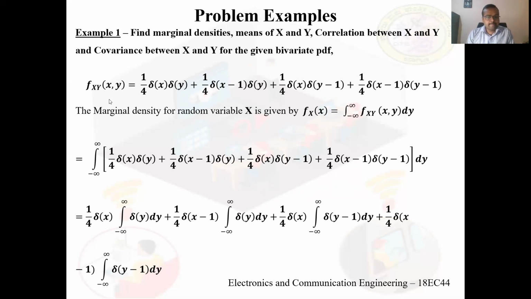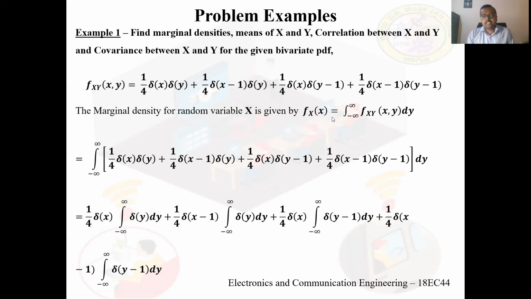Now, what is the given PDF in this example? f_XY(x,y) is equal to 1/4 delta(x) delta(y) plus 1/4 delta(x minus 1) delta(y) plus 1/4 delta(x) delta(y minus 1) plus 1/4 delta(x minus 1) delta(y minus 1). The marginal density for random variable x is given by, we know the marginal density formula. Here I'm considering the random variable x. For random variable x, what is the formula we have?